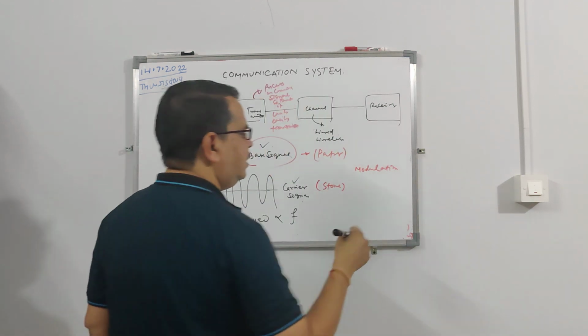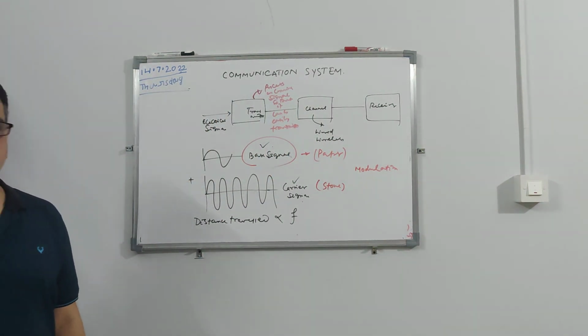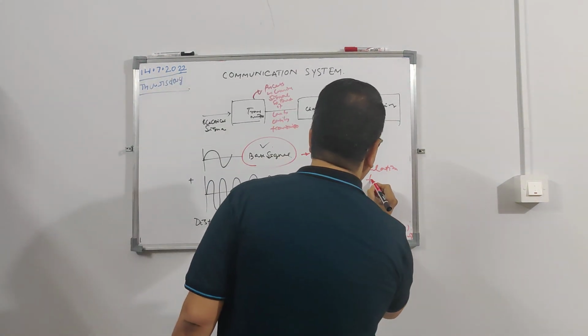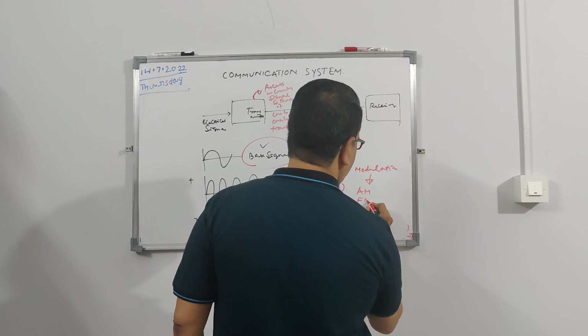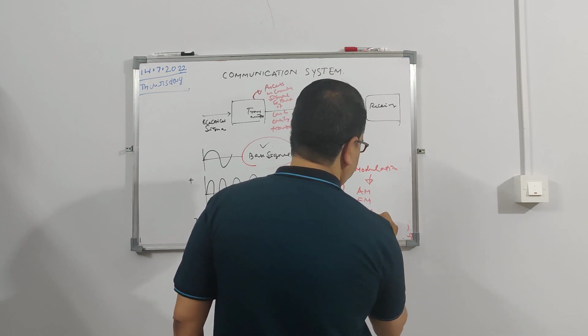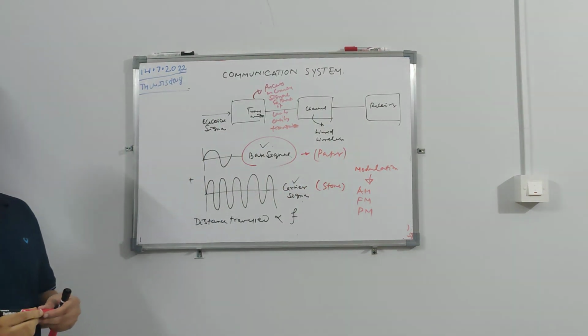Modulation, there are three types of modulation. One is amplitude modulation, frequency modulation and phase modulation. So three types of modulation.